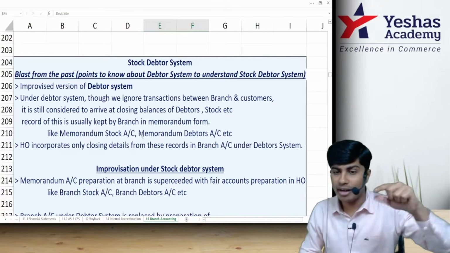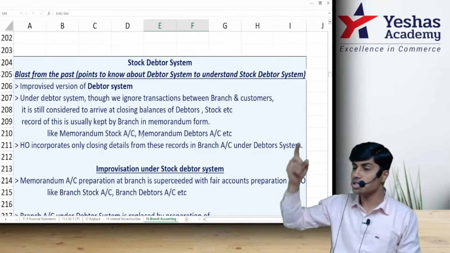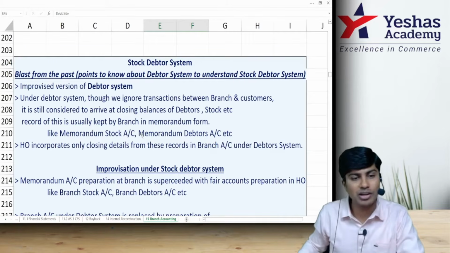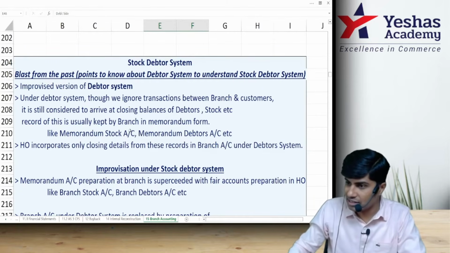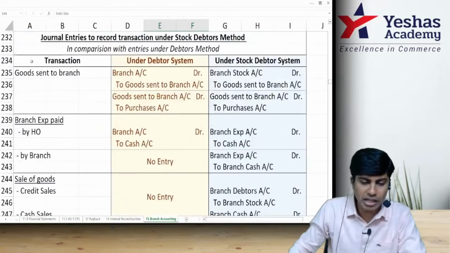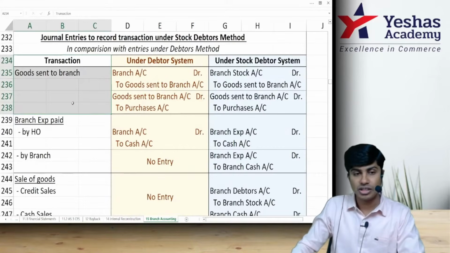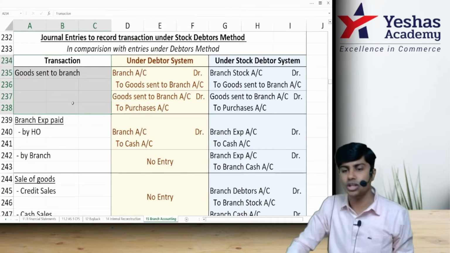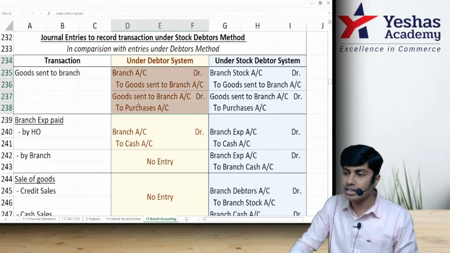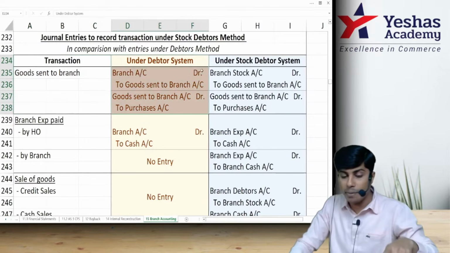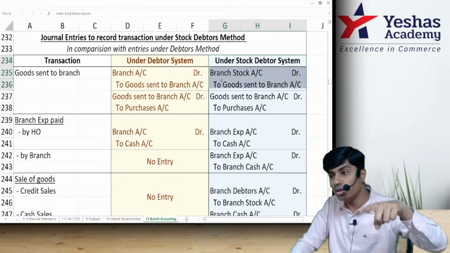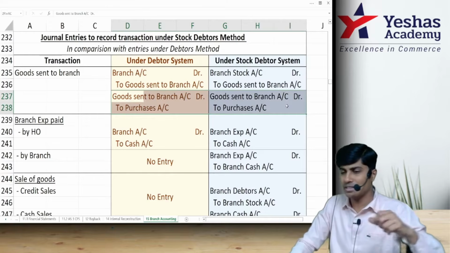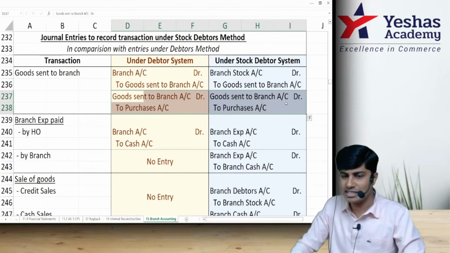Under the debtor system, I told you certain transactions involve the branch and somebody else. We used to not write an entry. Here we write an entry. Let's see the transactions and the entries for them. To begin with, if the goods are sent to branch, under the debtors method, the journal entry is branch account debit to goods sent to. However, under the stock debtor system, it will not be branch. It will be branch stock account debit to goods sent. Later, this goods sent to branch will be deducted from the purchases of head office. So the entry is goods sent to branch to purchase.